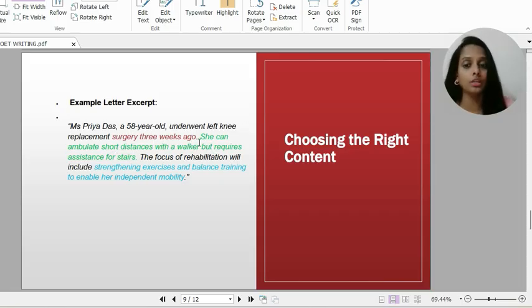Surgery 3 weeks ago. A 58-year-old underwent left knee replacement surgery 3 weeks ago. So it helps the recipient understand her stage of recovery. So remember, when referring for physical rehabilitation, always include the patient's current physical abilities and specific goals of therapy, any precautions such as limited weight bearing, or ongoing pain management.